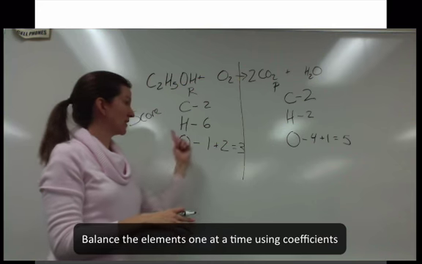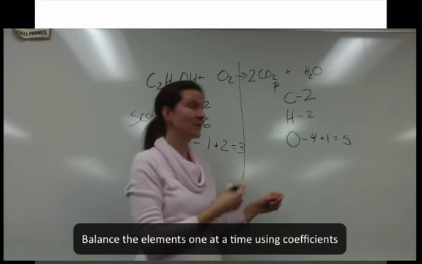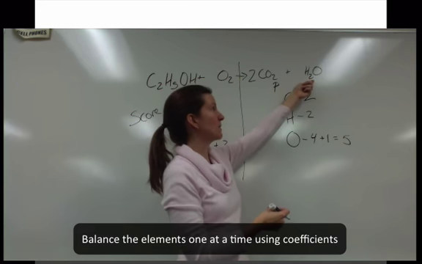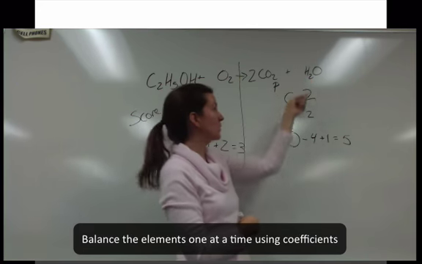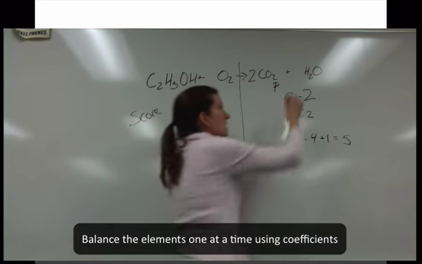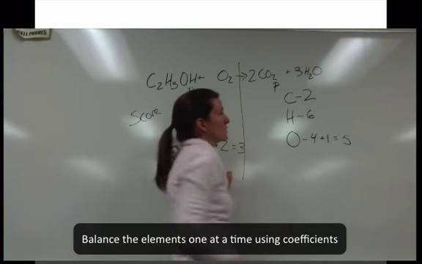Next I'm going to do my hydrogens. Okay, I have 6 on this side and only 2 over here. So the question is again, what coefficient can I put here that when multiplied by the subscript will get me the 6 that I want? And it's 3. If I go 3 times 2, I get my 6, which is what I hoped for.